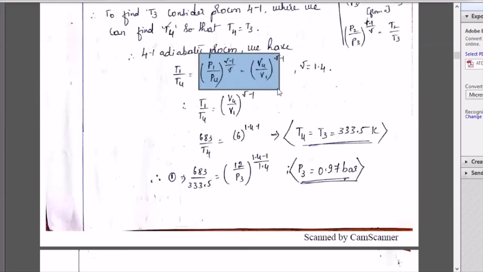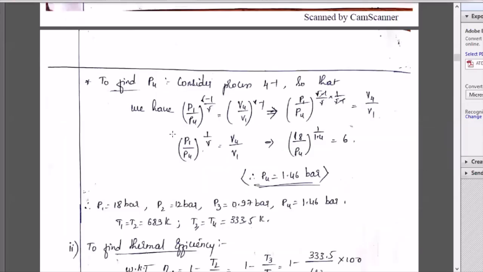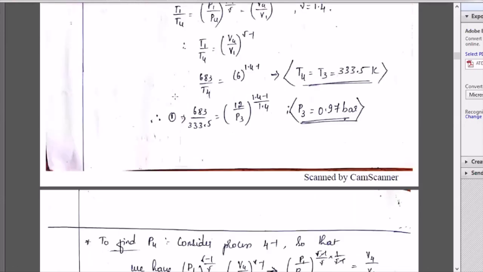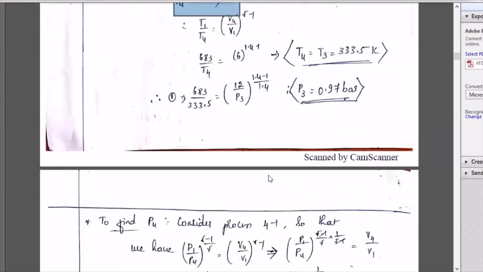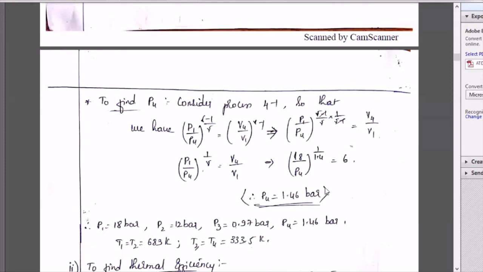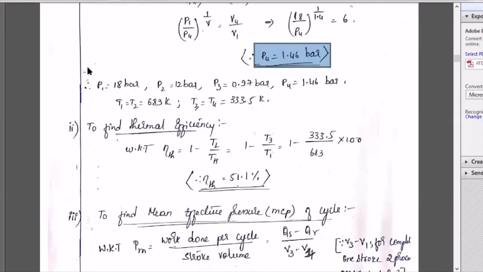You can also use these two values, because V4 and V1 are known to you. So you can use these two values and calculate P4, or T1 and T4 are also known, so you can use these two equations and find it. Here in the notes they have taken the P and V values and found P4. If you take temperature and P values, you will get a P4 value, and that will also be correct. It comes as 1.46. So like this way you can find out P2, P3, P4, T1, T2, T3, T4. All pressures, all temperatures we have found from each and every process.